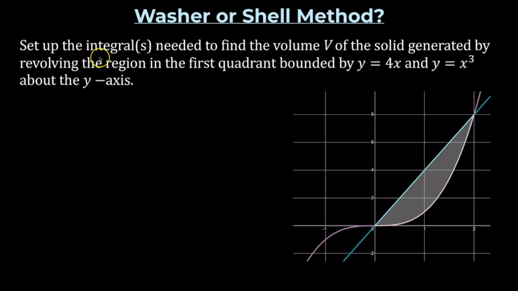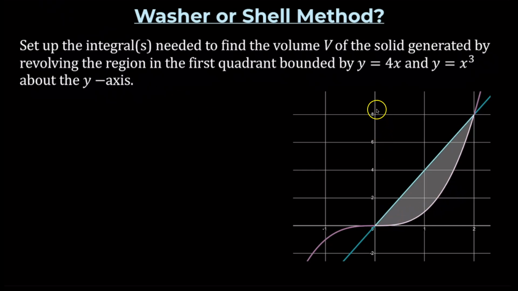For this one, we're going to set up the integral or integrals needed to find the volume V of the solid generated by revolving the region in the first quadrant bounded by y equals 4x, a line, and y equals x cubed about the y-axis. The graphs have already been sketched.